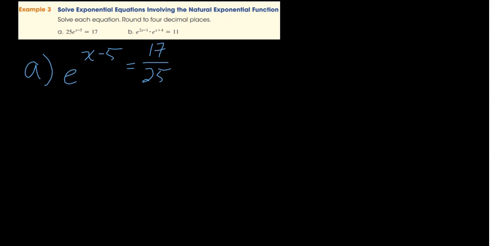Okay. All right, now I'm going to take the natural log of both sides. So I'll have, that's a horrible arrow, let's do that one again. The natural log of e raised to the x minus 5 is going to be equal to the natural log of 17 over 25.